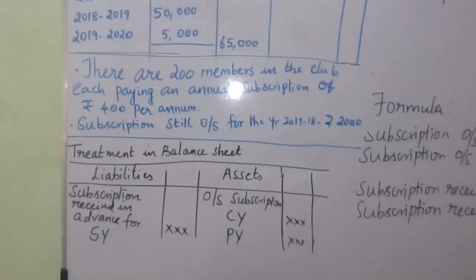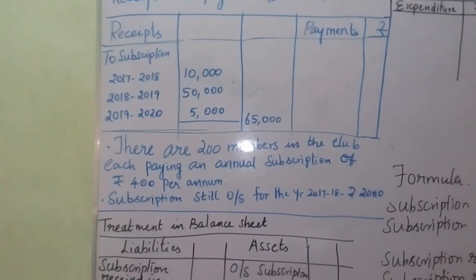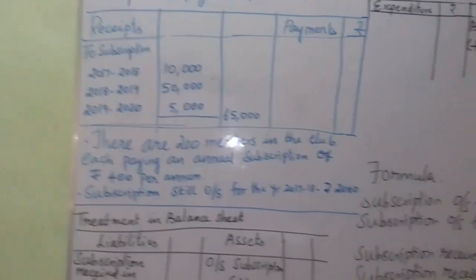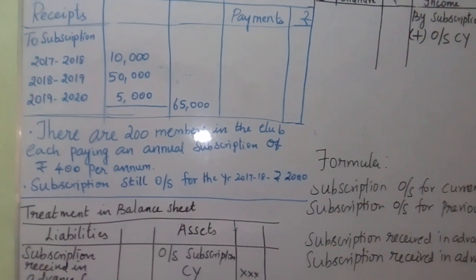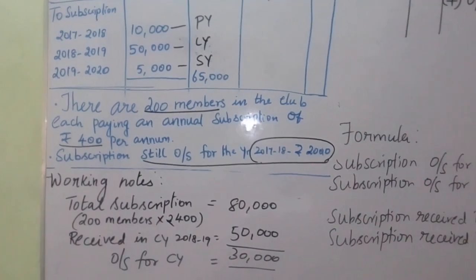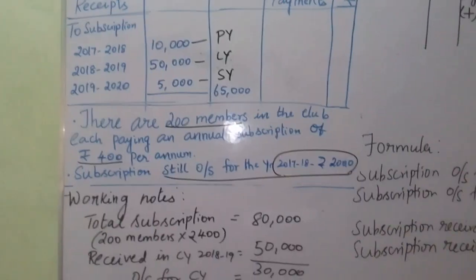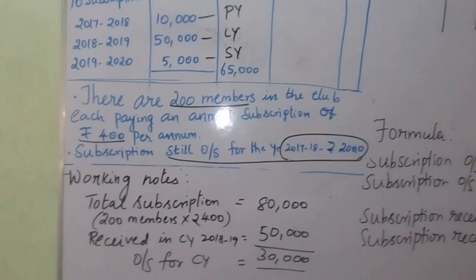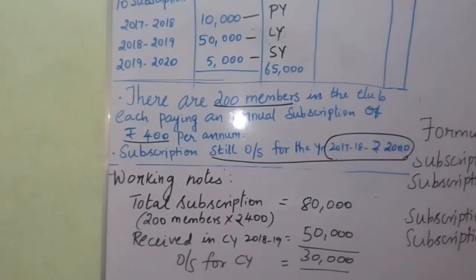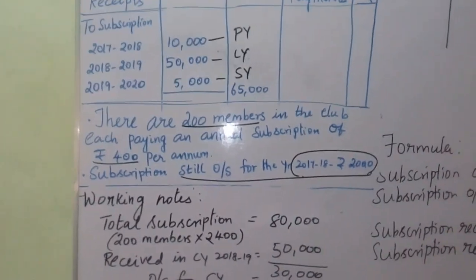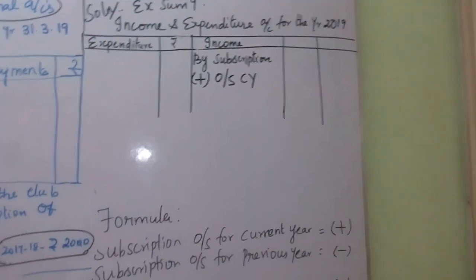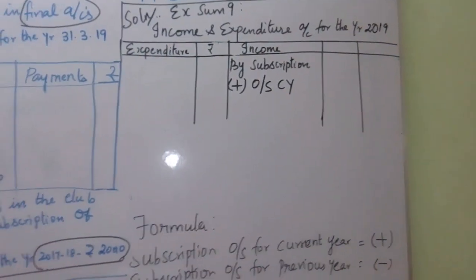Here they have given you the subscription for previous year, current year and the subsequent year, that is 2017-18, 18-19, 19-20. Now let us see how to do this sum. Here they have not given you the outstanding subscription for the current year. See, the first step for preparing the income and expenditure is we have to put the current year's subscription in the income side. Okay, this will be our first step, by subscription plus outstanding for the current year.